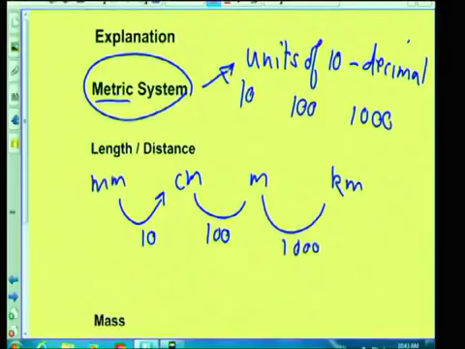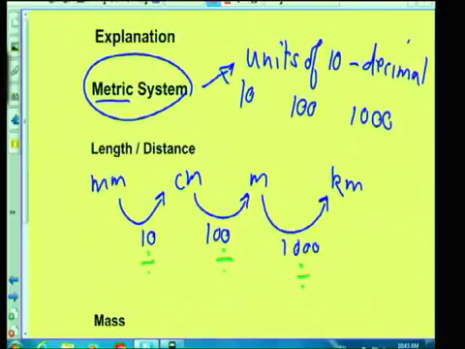If I have 10 millimeters, that's 1 centimeter. So going from left to right, I'm actually going to divide. So if I'm going up the table, I'm going to divide. Centimeters to meters, I divide. So in that direction, going from small to big, I always divide.